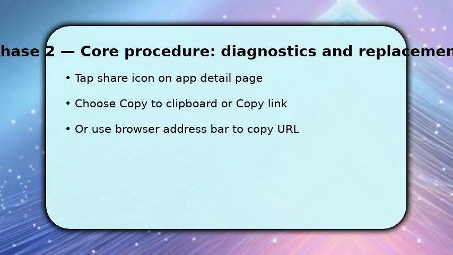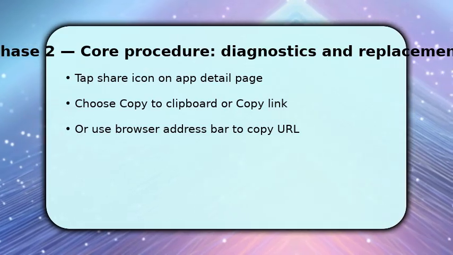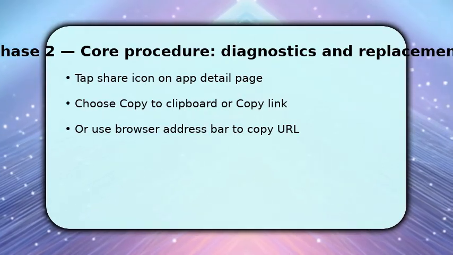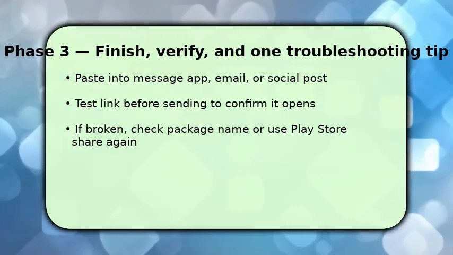Make sure the link includes the package name. That guarantees it points to the correct app. Once copied, the link is ready to paste into Messages, email, or social. Paste the copied Play Store link into your chosen messaging app, email, or social post and send.